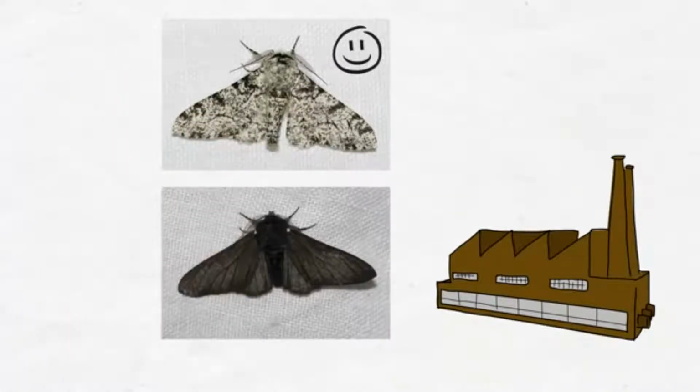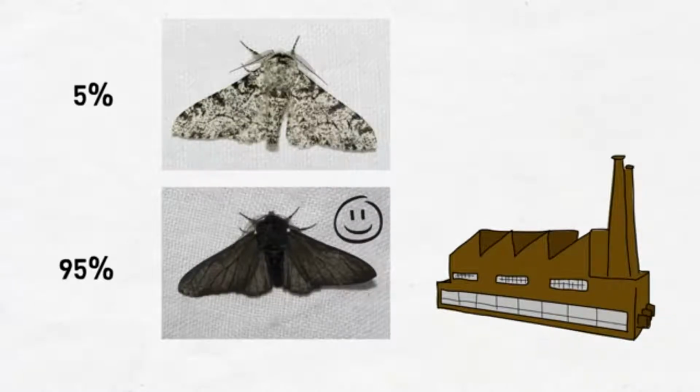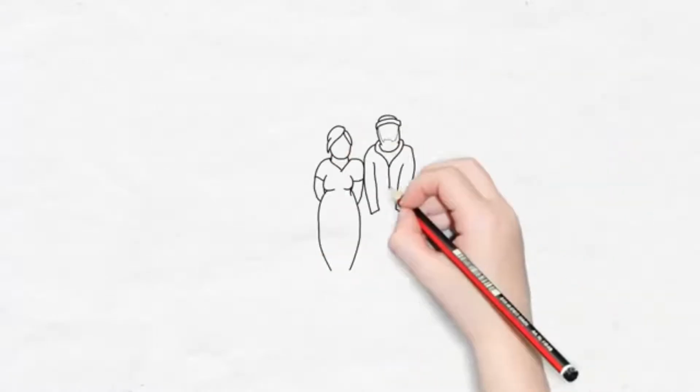By 1895, the dark peppered moths made up 95% of the population. That's quite a turnaround. The process of natural selection usually takes much longer, but this is a good example of how it works. What about us humans?